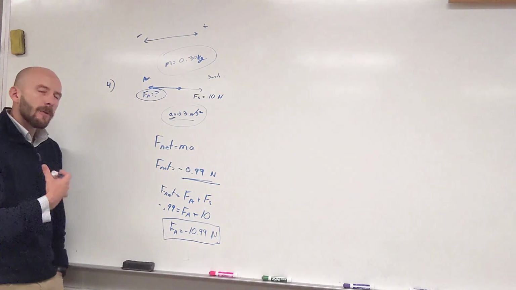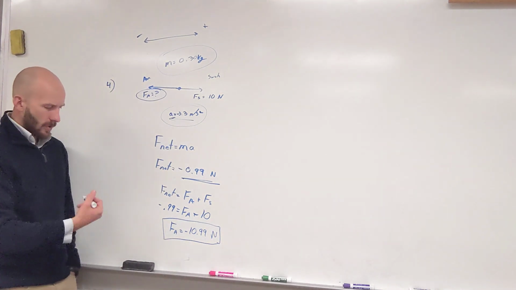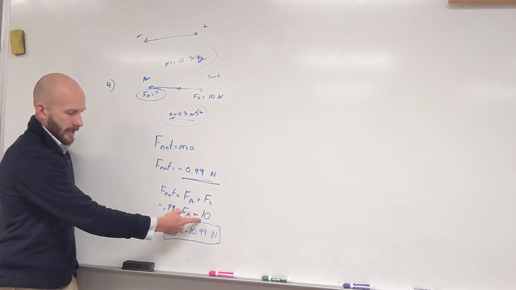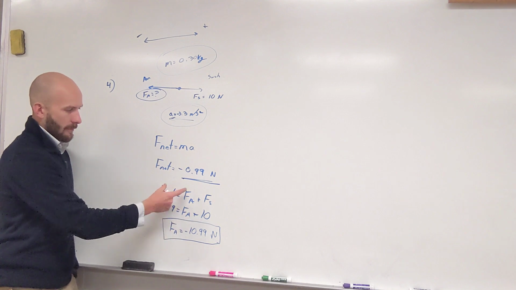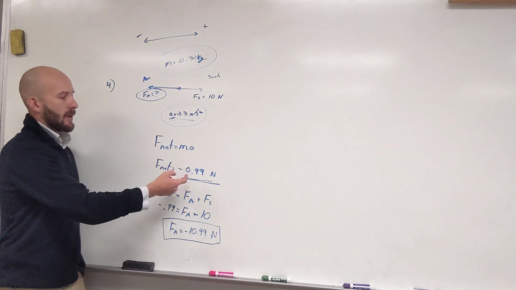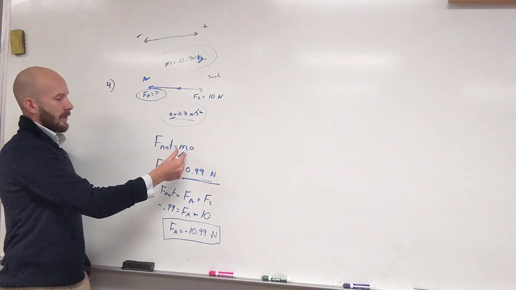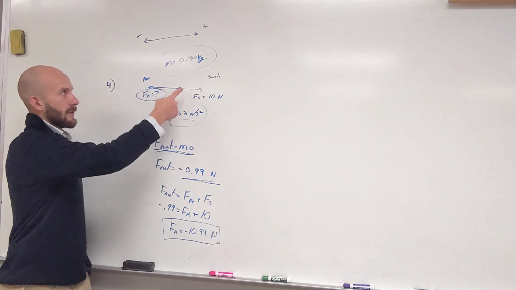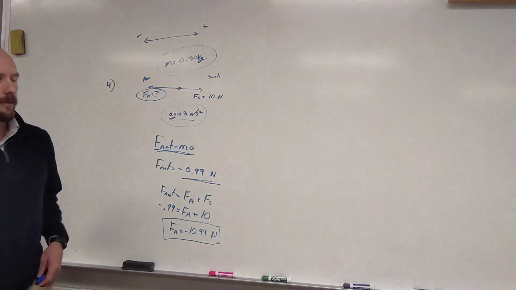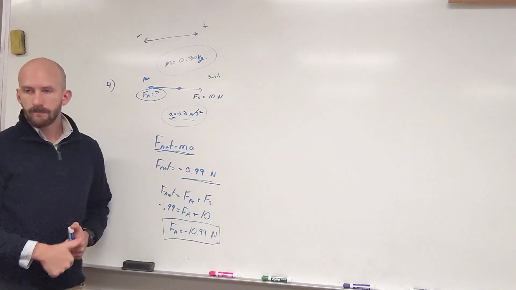And again, you should be able to double check this, make sure it makes sense. If this is Anne's force and this is Sarah's force, that would make sense to get a net force of negative 0.99. And then if I double check, just using Newton's second law, the mass times the acceleration, you can go through and verify everything after you've solved. Cool?